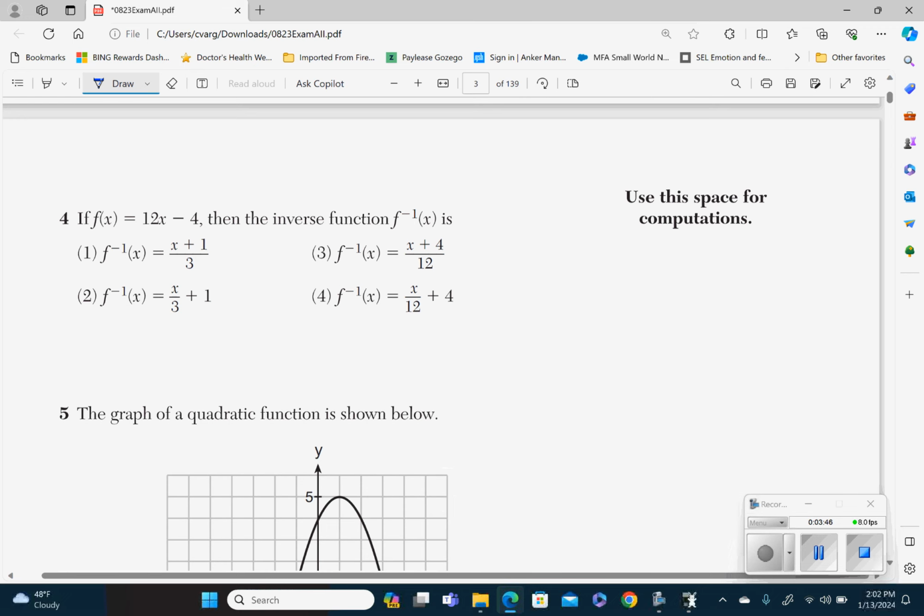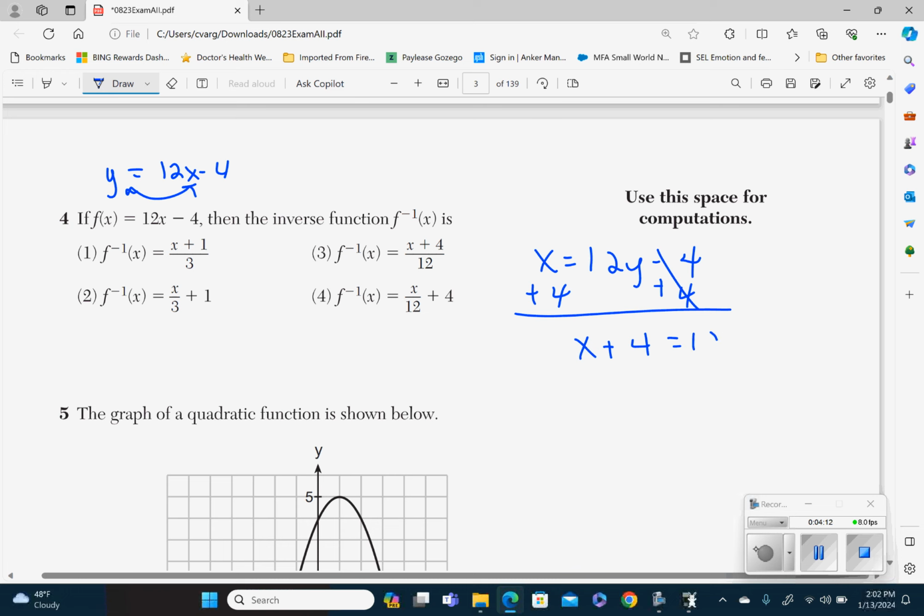All right. Inverse was our last question that we did in our last lesson. Inverse means you take, this is y equals 12x minus 4. Take x and y, switch it. So you get x equals 12y minus 4. Look for the answer choices that are there. It's not there. So we want to get the y by itself. Add 4 to both sides. Everyone should get this question right. So we have x plus 4 is equal to 12y. And then you want to get the y by itself by dividing both sides by 12.